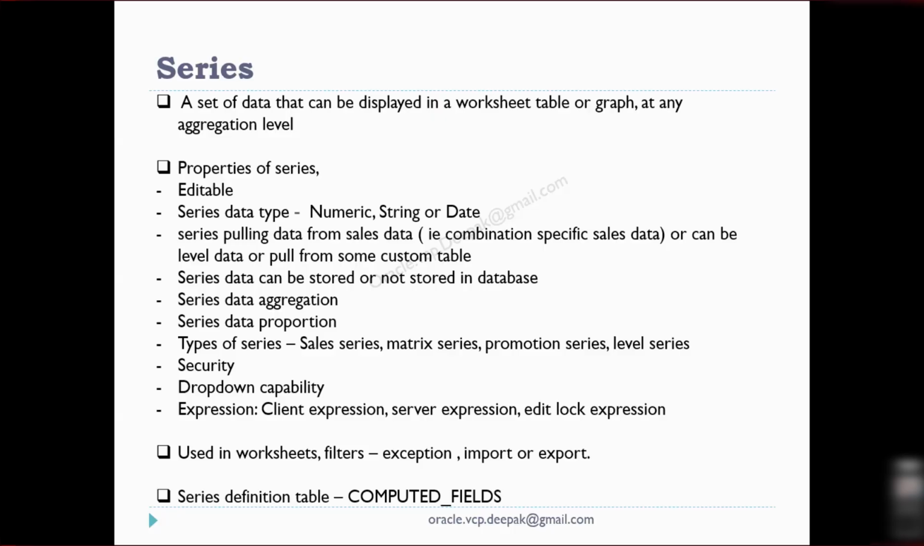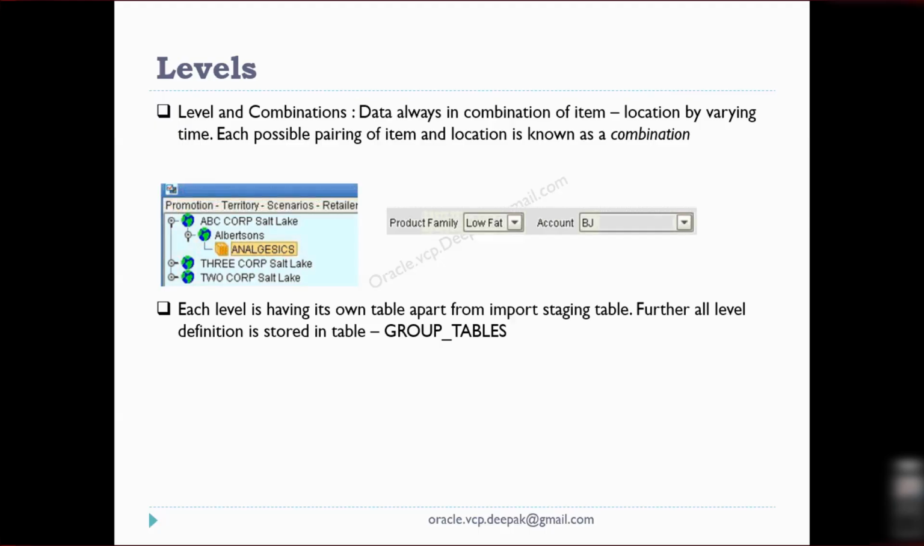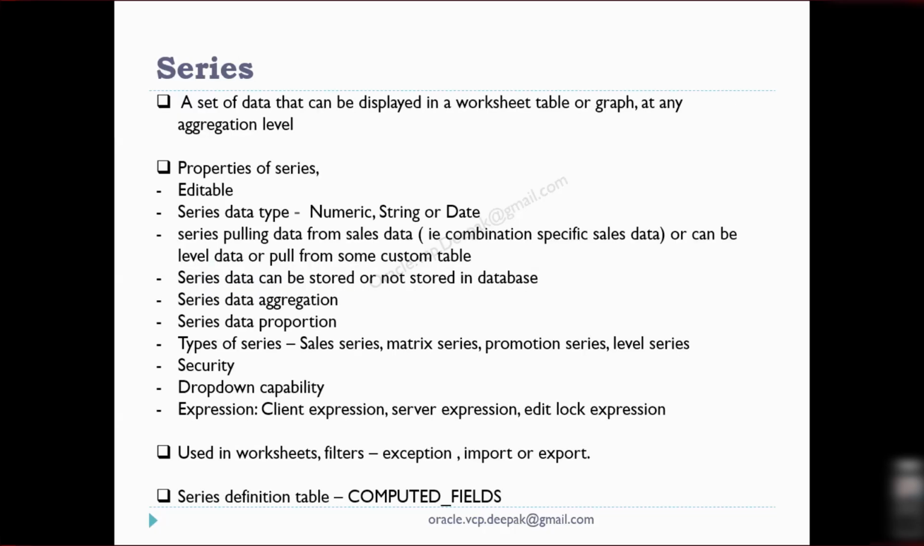The next point is series. So what is meant by series? Series are nothing but the columns that you will see in an Excel sheet. So what is meant by level? Is it a row? If we compare Excel with the Demantra worksheets, does a level mean a row? No. A level means a filter in Excel, and series means the columns.